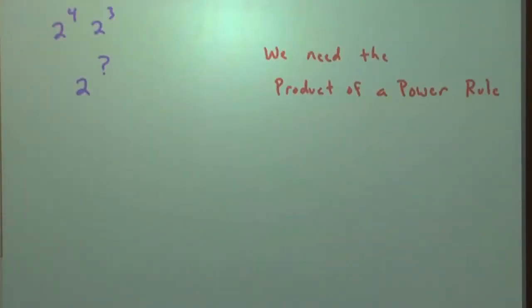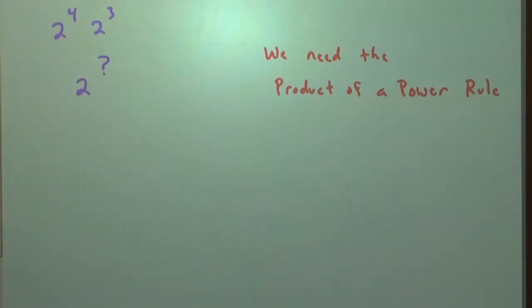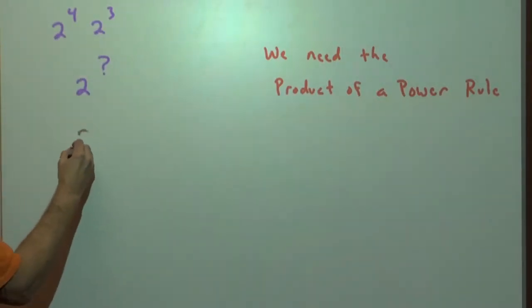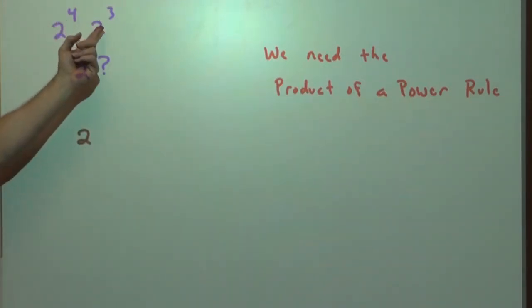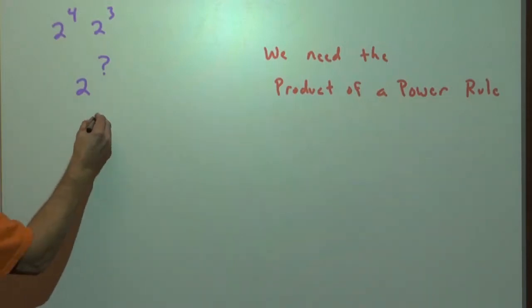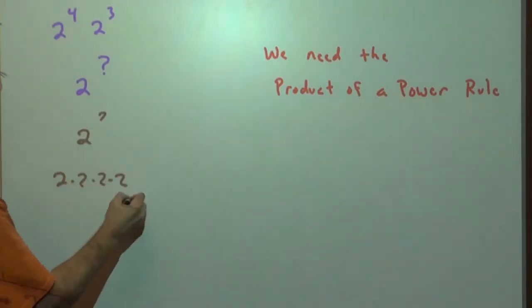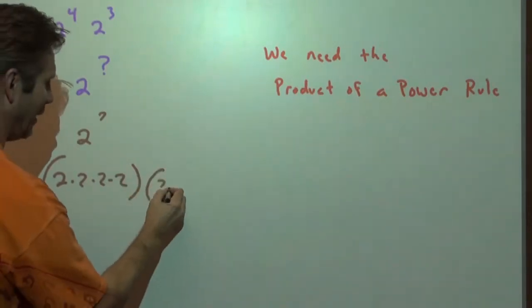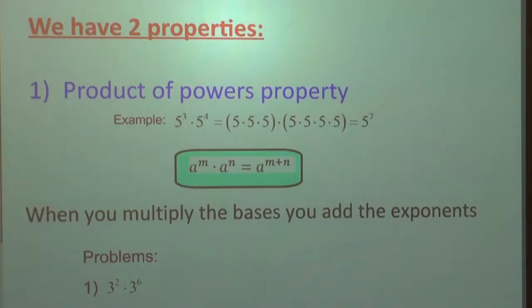That's really important. So here, what do you get when you take 2 to the 4th times 2 to the 3rd? The answer? Well, there's 4 2's multiplied here and 3 more 2's here. So altogether, there's 7 2's. If you don't believe me, there's 4 2's being multiplied there and 3 2's here. So 2 to the 7th power. There's 7 2's altogether. So here it is, the first of 2 properties, the product of powers property.